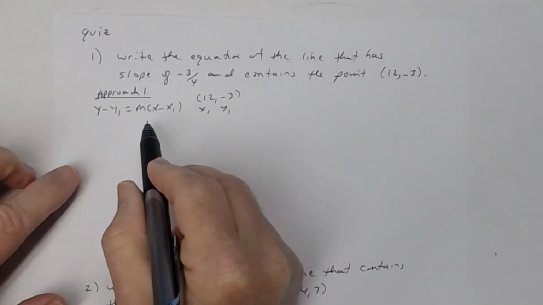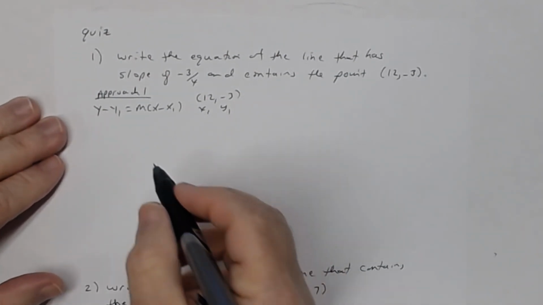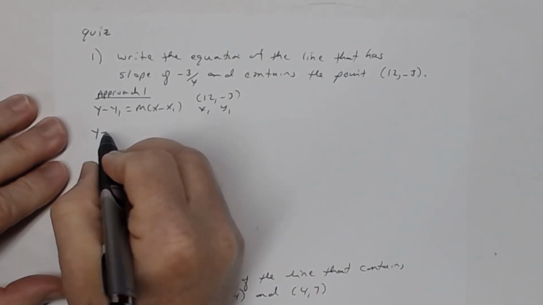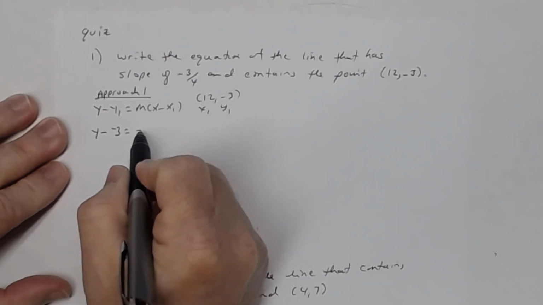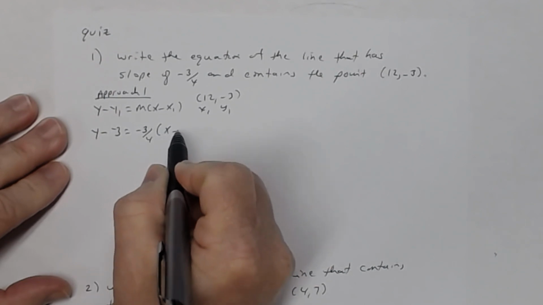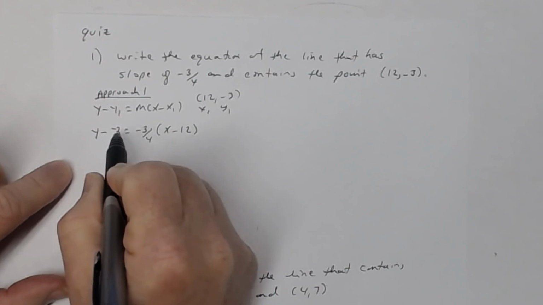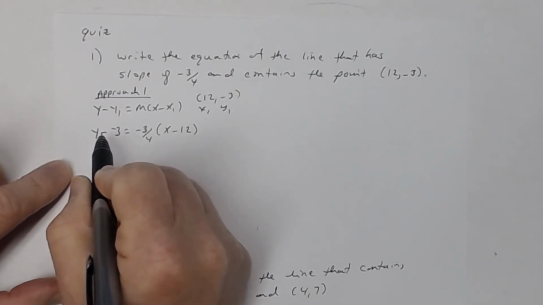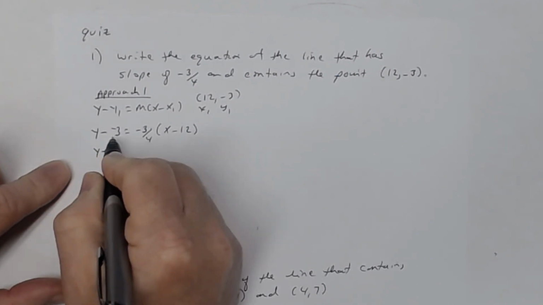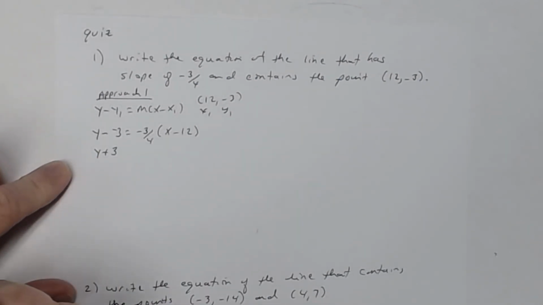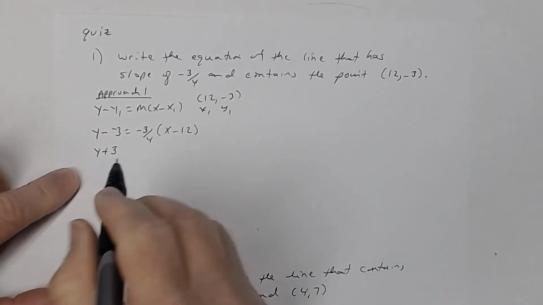So if you used approach number one, then this would be your work. This would be the work that you would have shown. So you would say y minus y1, which is -3, equals the slope, which is -3/4, times x minus x1, which is 12. All right, so let's go ahead and simplify this expression here. So we all know that y subtract a -3 means the same thing as y plus the opposite of a -3, which is a +3. So y subtract -3 is equivalent to y plus 3.